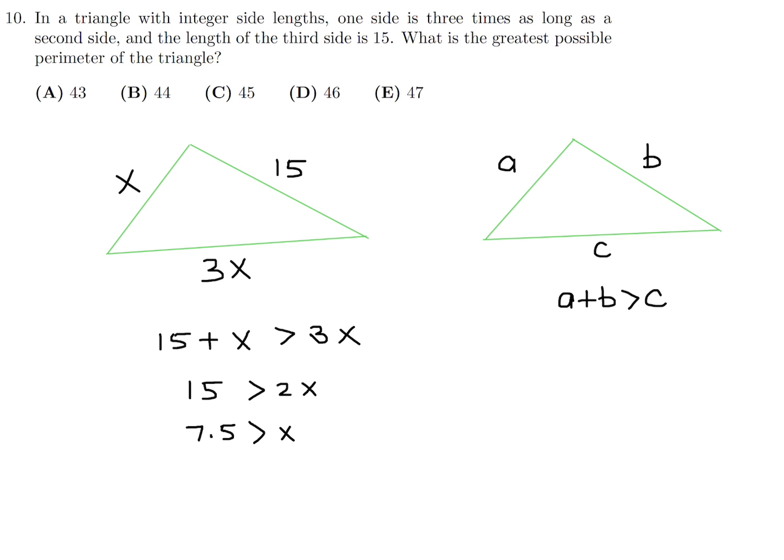Now, we want the greatest possible perimeter, so that can be accomplished with the greatest possible x. But remember, x is an integer. So the greatest possible x is going to be 7. So the perimeter is going to be 4x plus 15, and that gives me 4 times 7, which is 28, plus 15, and that is 43. So number 10, the answer is A.